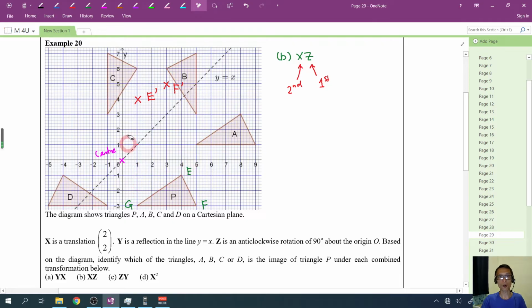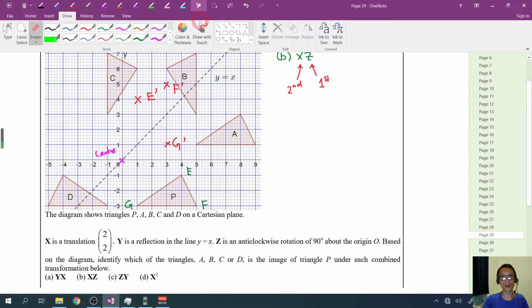We have one more point to be rotated. So this time, how about I go this way? 1, 2, 3, 1. I'm going to rotate this L shape 90 degrees anti-clockwise. 1, 2, 3, 1. Okay. So this is G prime. Let me connect all these points together first.